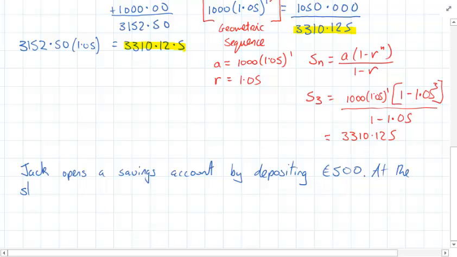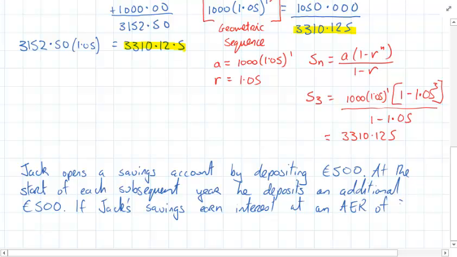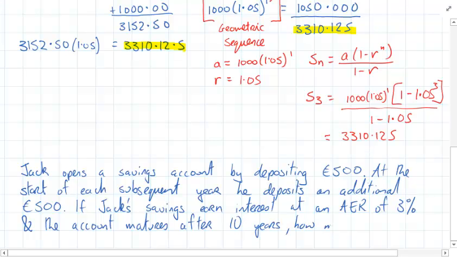At the start of each year, or each subsequent year, he deposits an additional €500. If Jack's savings earn interest at an annual equivalent rate of 3% and the account matures after 10 years, how much is in the account on maturity?